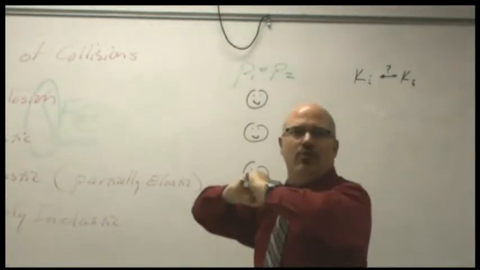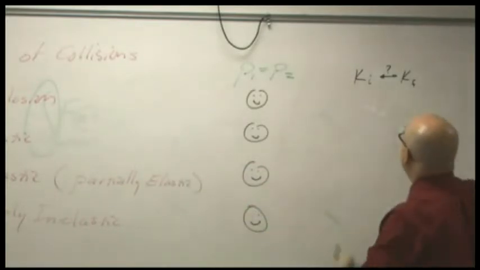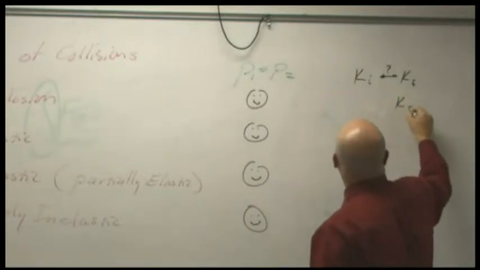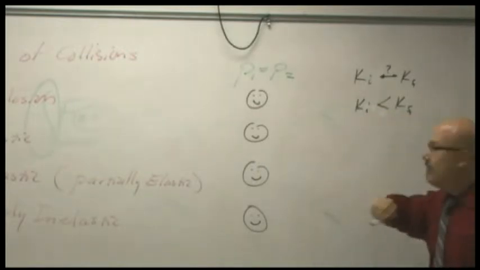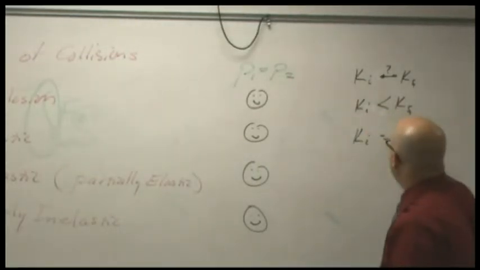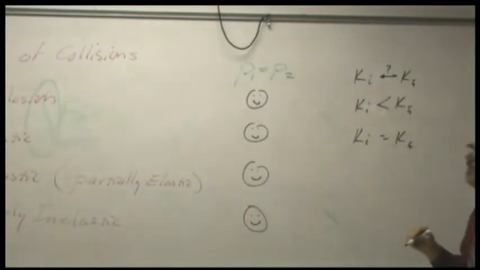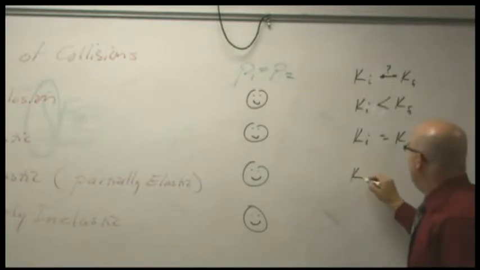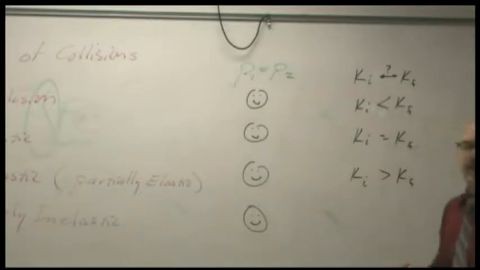Well, you've done work on each other. The work increases the kinetic energy, so the final kinetic energy is greater than the initial. In a perfect bounce, the kinetic energy initial equals the kinetic energy final. In an imperfect bounce, or an inelastic or partially elastic collision, the kinetic energy final is less than what you started with. You've lost some of your kinetic energy to something.